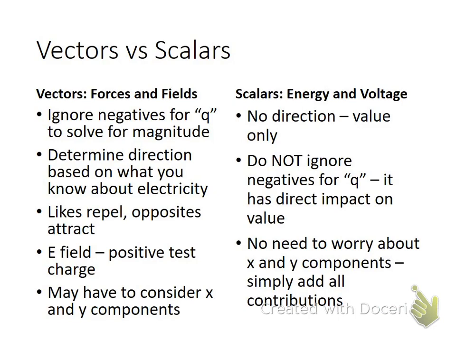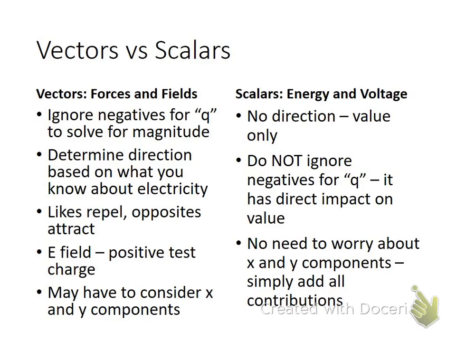Let's talk a bit about vectors versus scalars. Forces and fields are both vectors. If you encounter a force and a field, then forget about the negative at first. Just throw in absolute values of Q, solve whatever you're trying to solve, the force in newtons or the electric field in newtons per coulomb, and then figure out separately from that magnitude which direction it's going. Likes repel, opposites attract, and treat the E field as if it's a little positive charge everywhere.